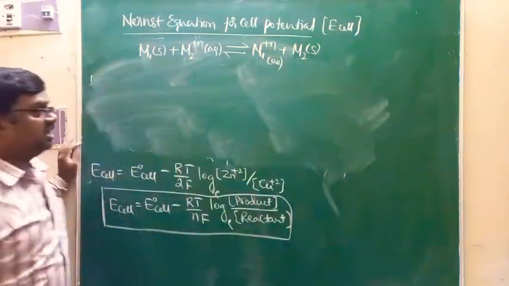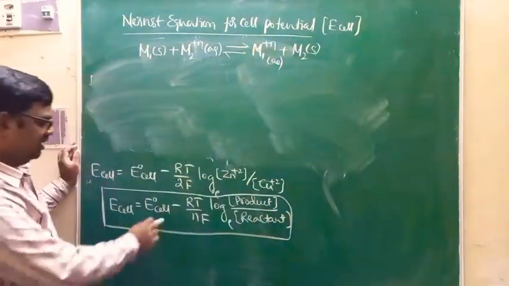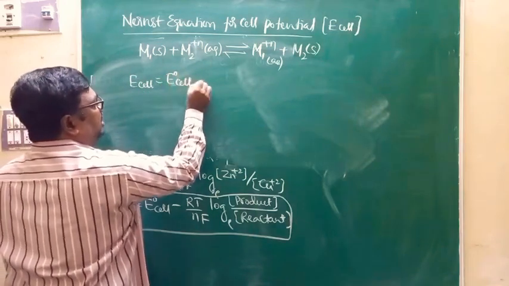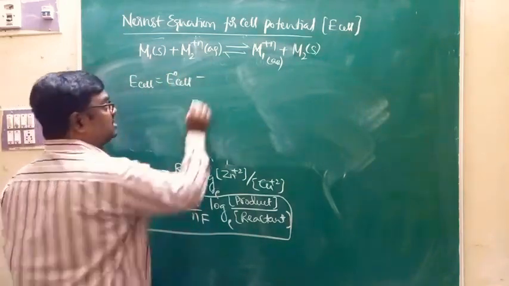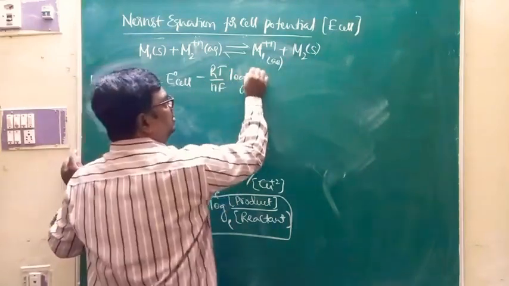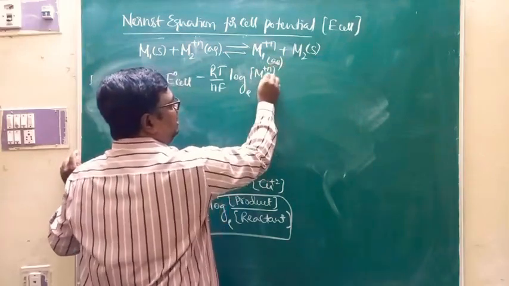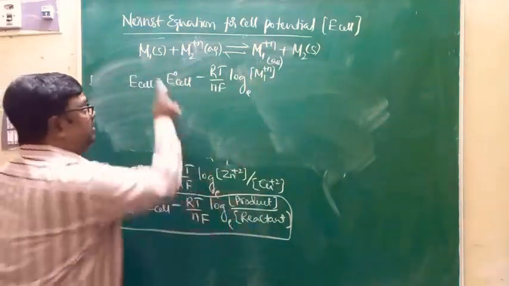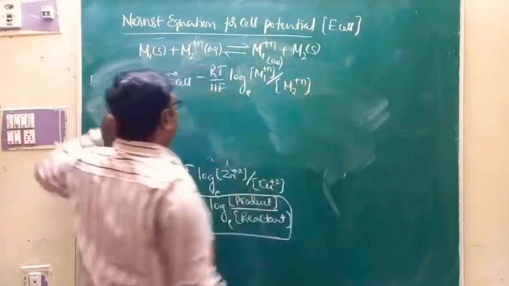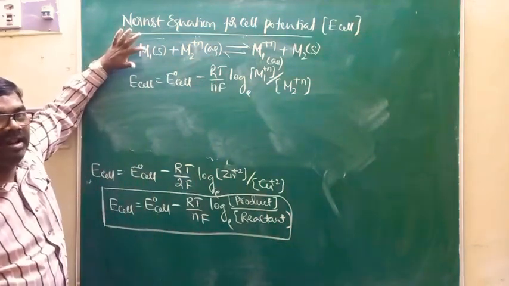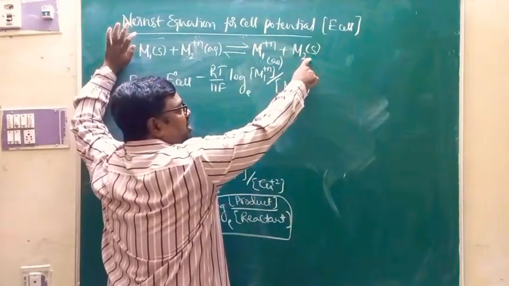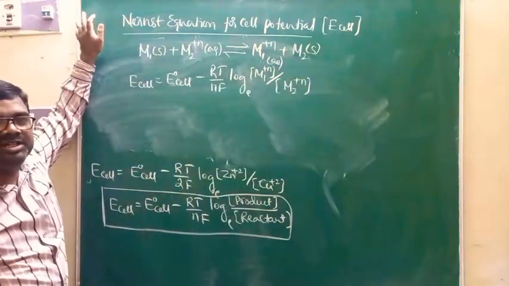Yes, for this equation, writing the Nernst equation: E of cell is equal to E naught of cell minus RT by nF log to the base e of the product, that is M plus n. Product divided by reactant, and of course M2 plus n. Here this is the reactant, but we do not take M1 solid. Why? The molar concentration of solids will be 1. Here also M2 is a solid in the product, we do not take it, because the molar concentration of a solid is 1.